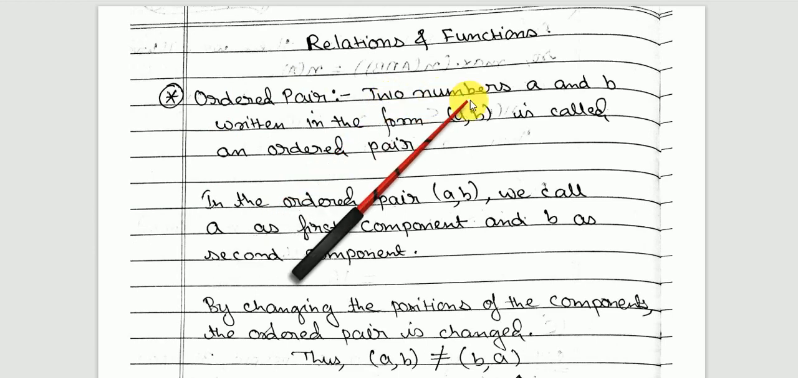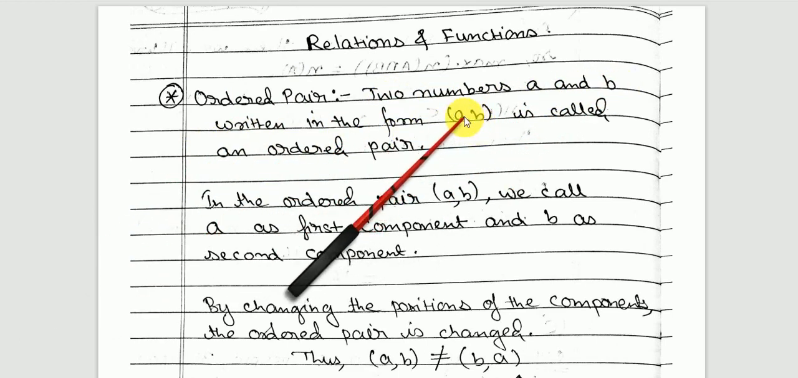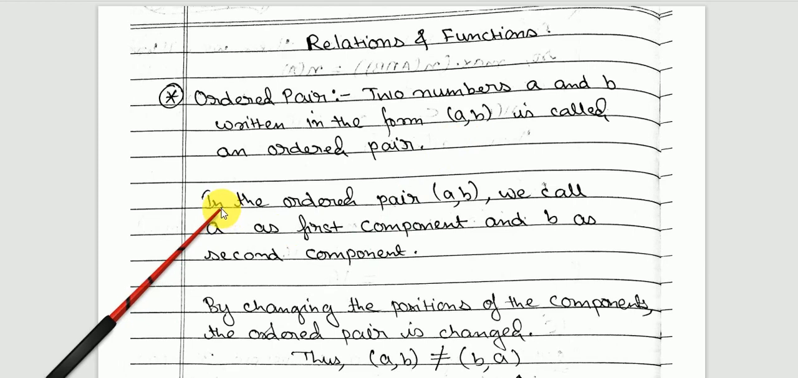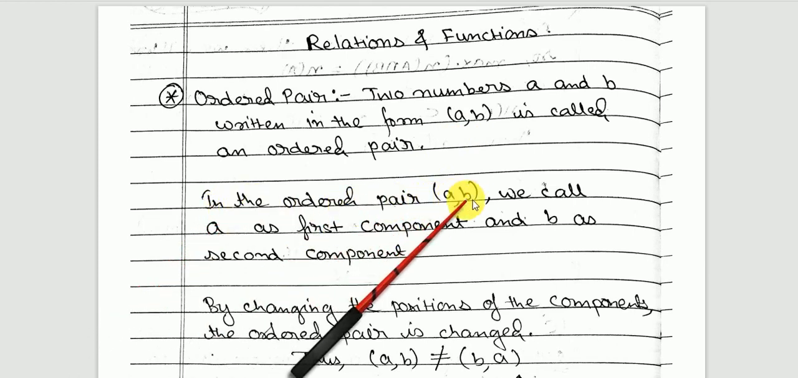When two numbers a and b are written in the form a comma b within this bracket, it is called an ordered pair. So 1 comma 2, 3 comma 4, 7 comma 9, in bracket, these are ordered pairs. Next, in the ordered pair a comma b, this a will be called the first component and b will be called the second component. Clear?